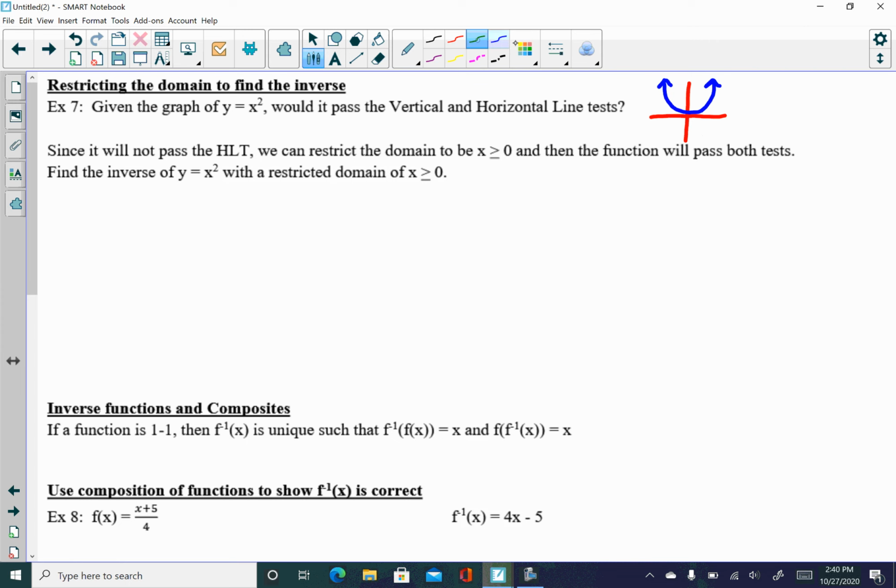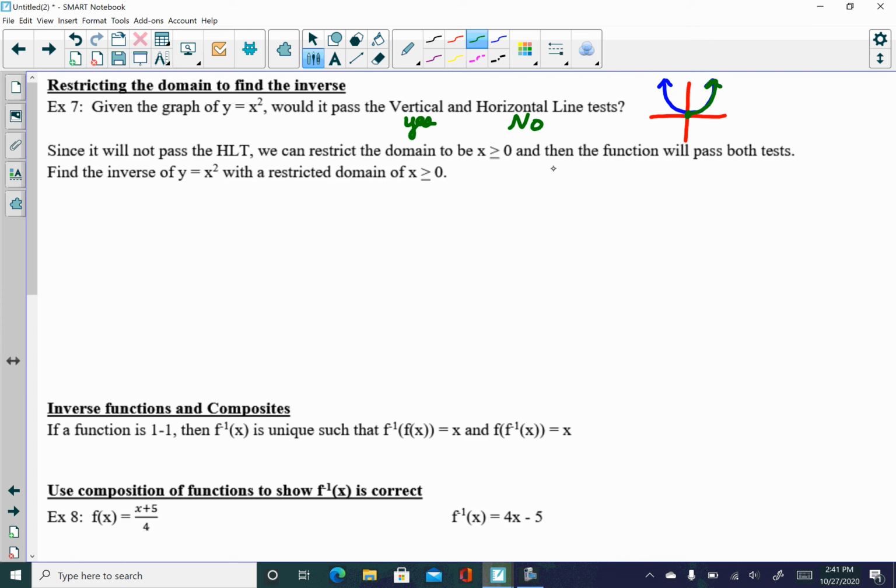But horizontal line test, it would fail, right? I would pass through more than one point. So it passes the vertical line test, but fails the horizontal line test. So just below that, you see here, since it won't pass the horizontal line test, we can just restrict the domain to be x values greater than or equal to 0. So if you're restricting to x values greater than or equal to 0, you're just looking at this portion here that I've highlighted in green.